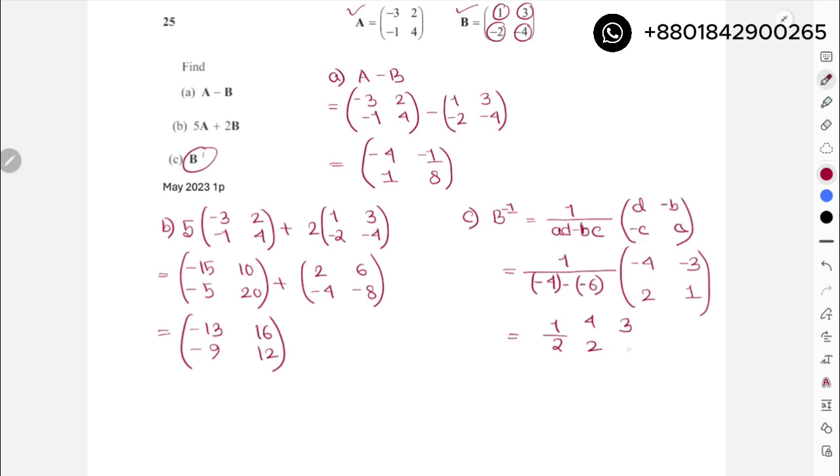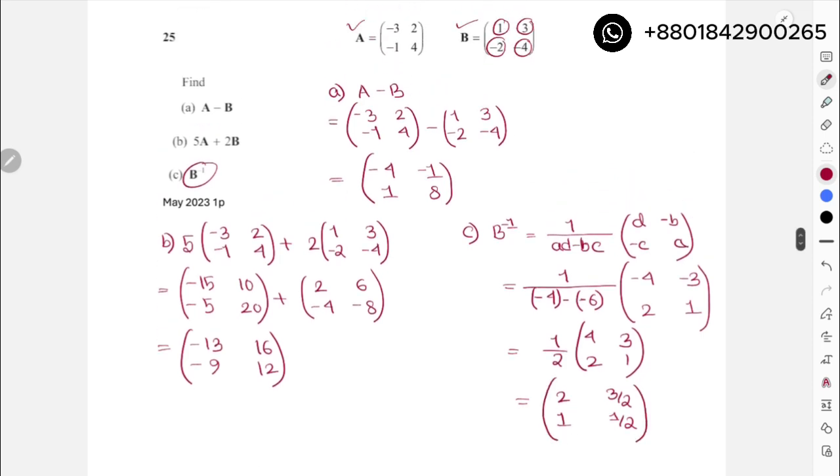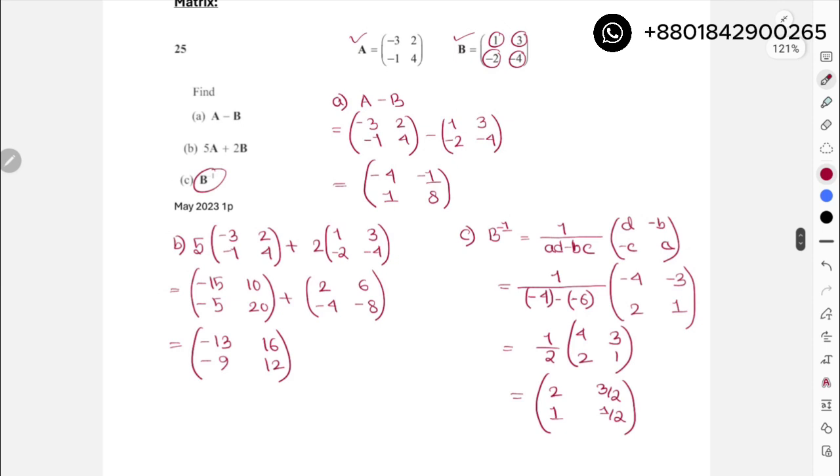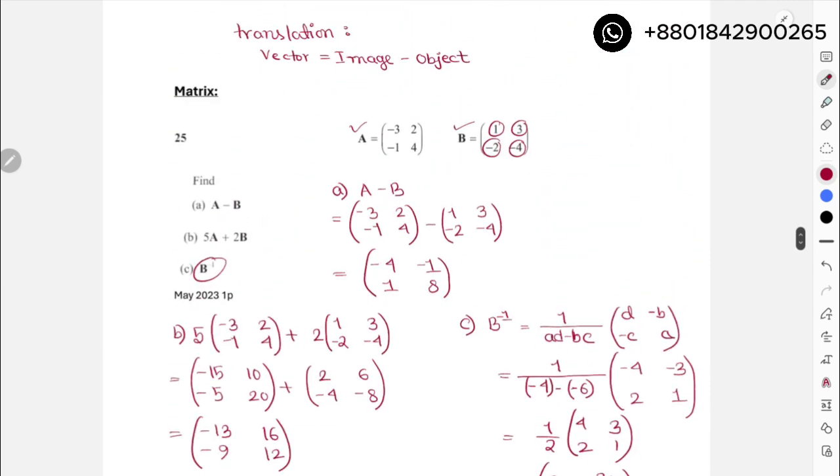4, 3, 2, 1. Which leaves you with half with 4. If you multiply half with 4, that is 2. This is 3 over 2. This is 1, and this is 1 over 2. And that is the matrix that you get for B inverse. This is it for matrix part 1. This is how the basic subtraction, addition, multiplication, or inverse calculation would be. And after this, that is it for the first question.